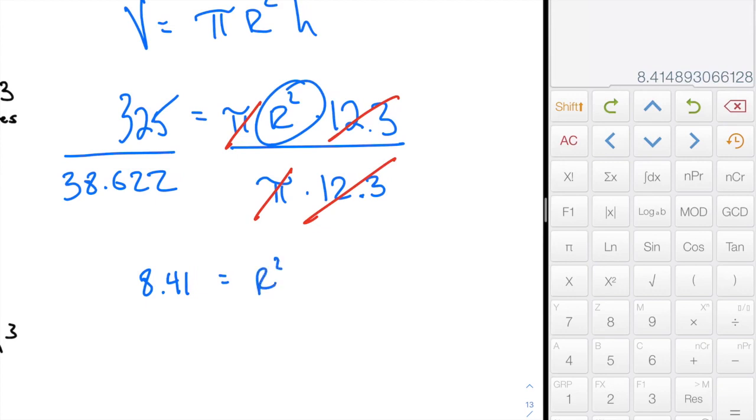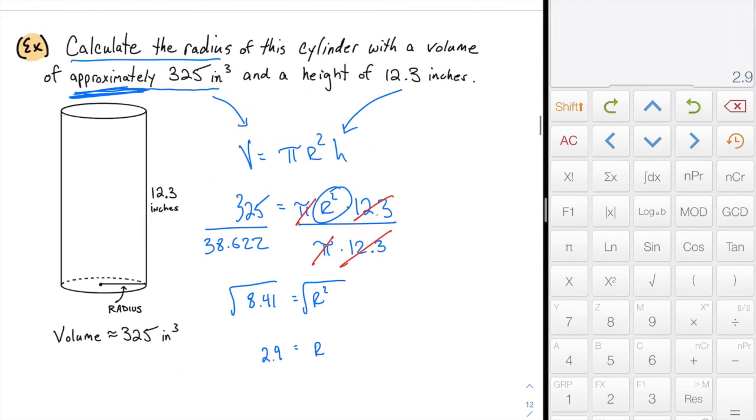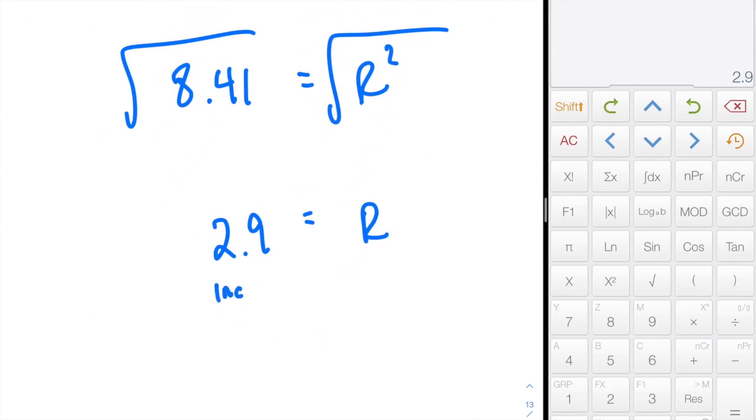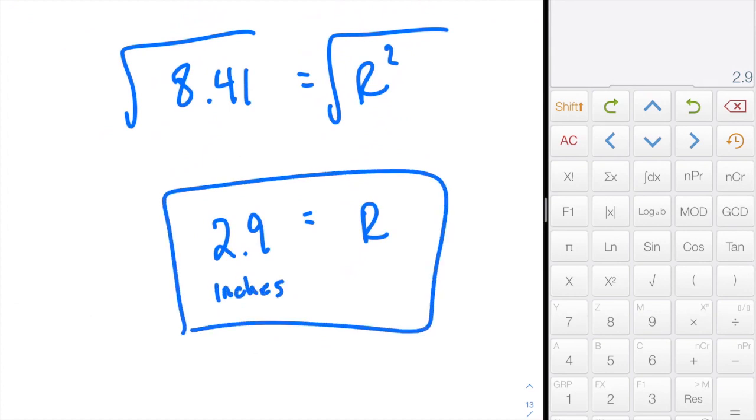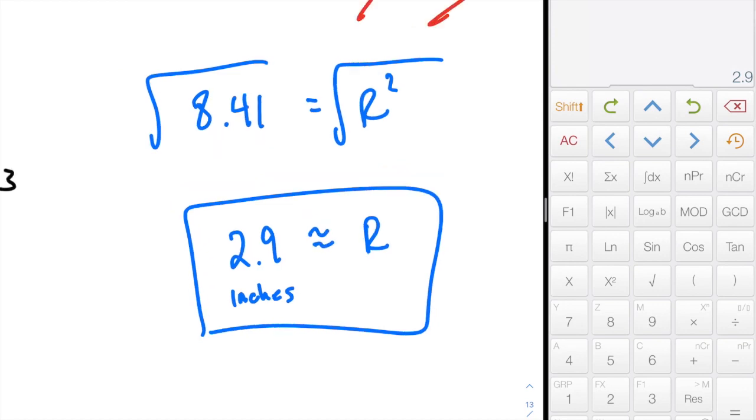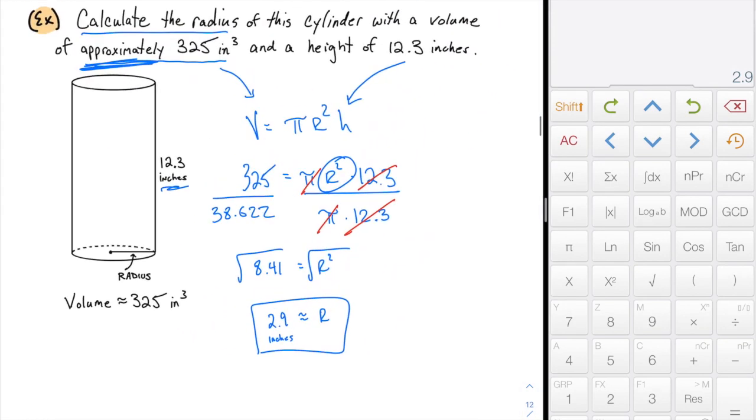Now, take the square root of both sides, and that will get rid of the square. And the square root of 8.41, I'm definitely rounding at this point, so I'm going to do the square root of 8.41. And I get 2.9. Now, that's not going to be the exact answer. We've already admitted that it's going to be an approximate answer. We're dealing in inches, so I'll deal with inches. But I'm going to go ahead and say that that is a really good approximation of my answer. That's a good approximation of my radius.